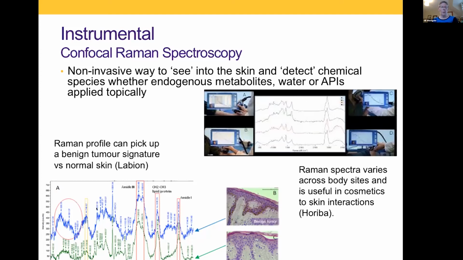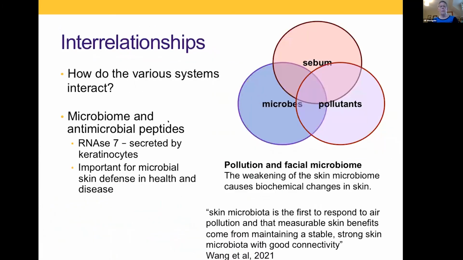And then in this example underneath, a Raman profile was used and was able to detect a benign tumor signature versus normal skin, and they're able to show how the tumor and the normal varied. So these kinds of non-invasive instrumental methods are also useful and complementary to the preclinical ones where you're sampling. It's really important to think about how these things all work together.